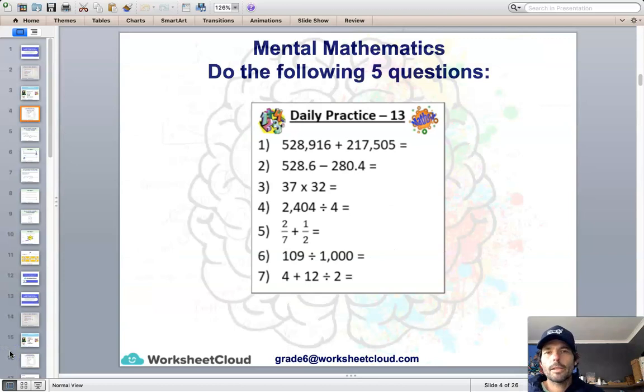Okay, daily practice number 13, your mental arithmetic questions are on the screen, 7 of them. Again, I'm going to encourage you to take your time and work through them methodically and logically. Make sure you're setting out your work correctly. I always encourage my students to set their work out vertically, so one line below the other instead of across the page. And then write everything down.